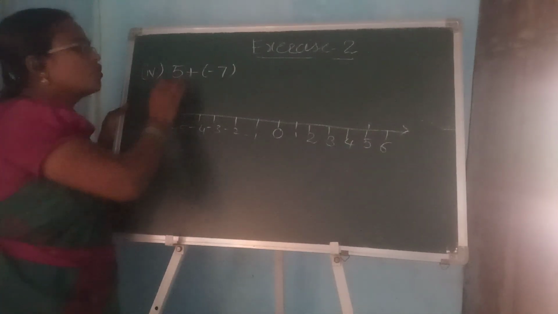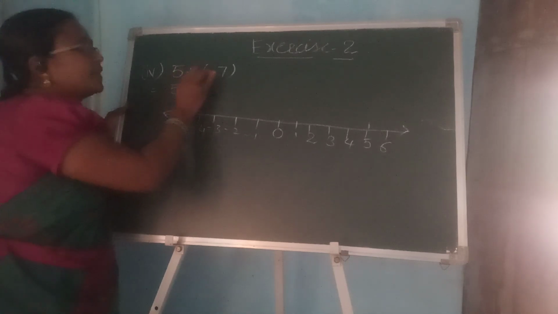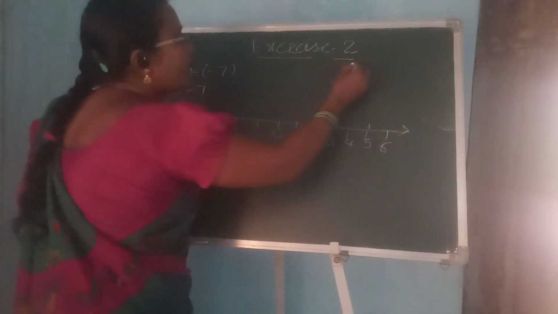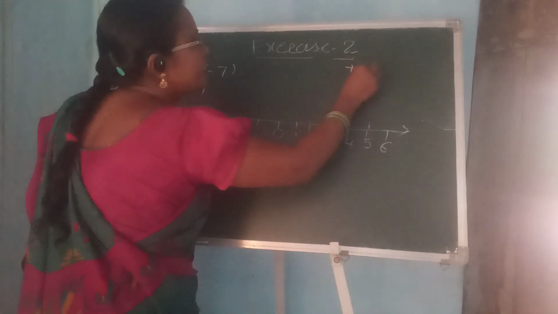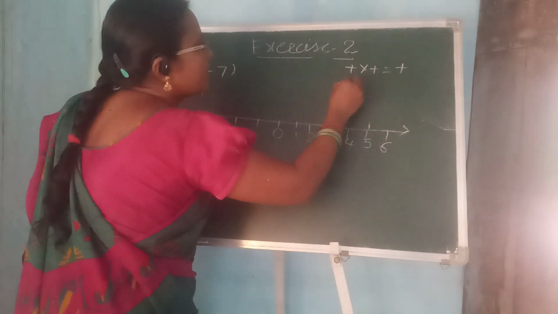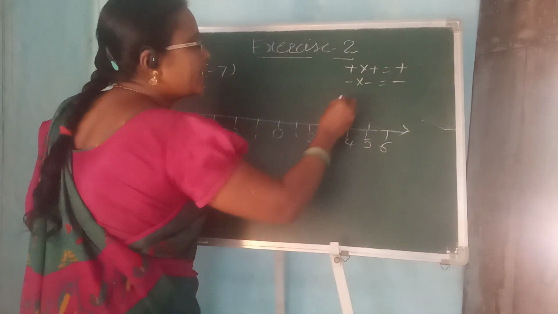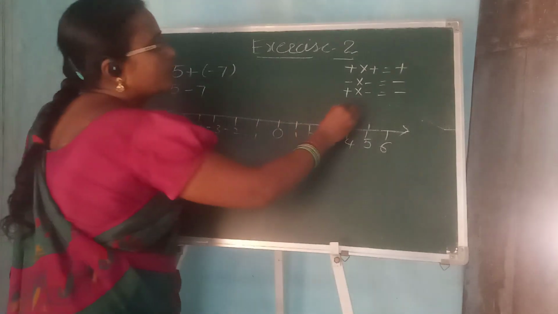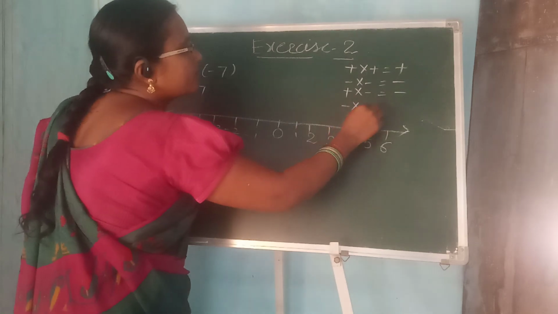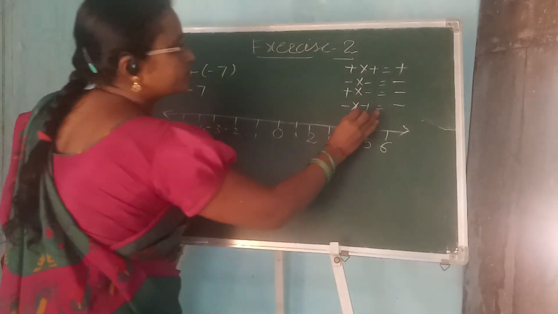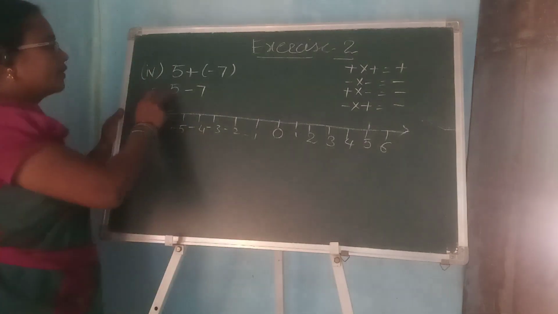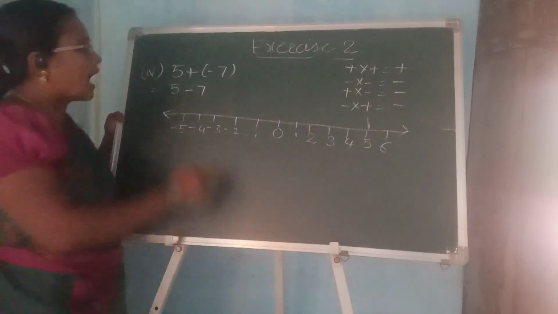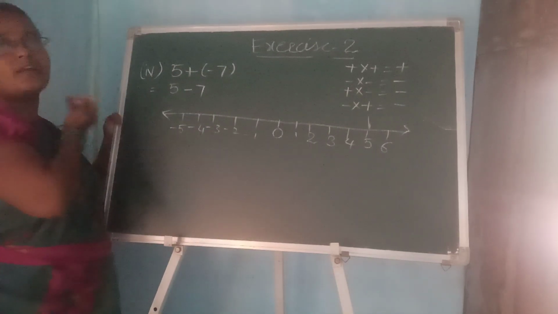And we can see here that once we have plus into minus, this becomes minus. We know the binary operations: plus into plus is equal to plus, minus into minus is equal to plus, plus into minus is equal to minus, minus into plus is equal to minus. So now we are going to solve the problem 5 minus 7. Start with 5. As it is given minus 7, we have to go to the left hand side.